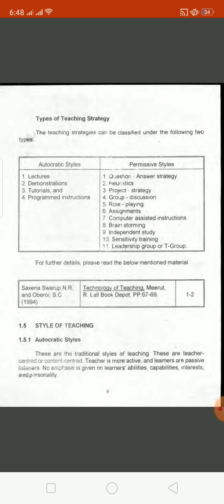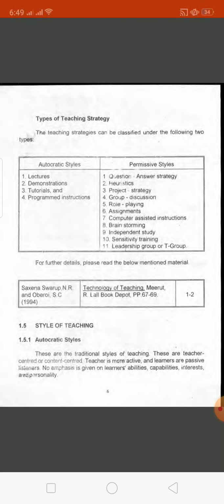And if we discuss permissive styles, one of the most important things, number one, is the question answer strategy. This is one of the most important ways to gain attention. The other is the heuristic approach. This is a problem solving approach. You give some problem and then the students are supposed to solve that. Number three is the project approach. You give some project and the students are supposed to work on that.